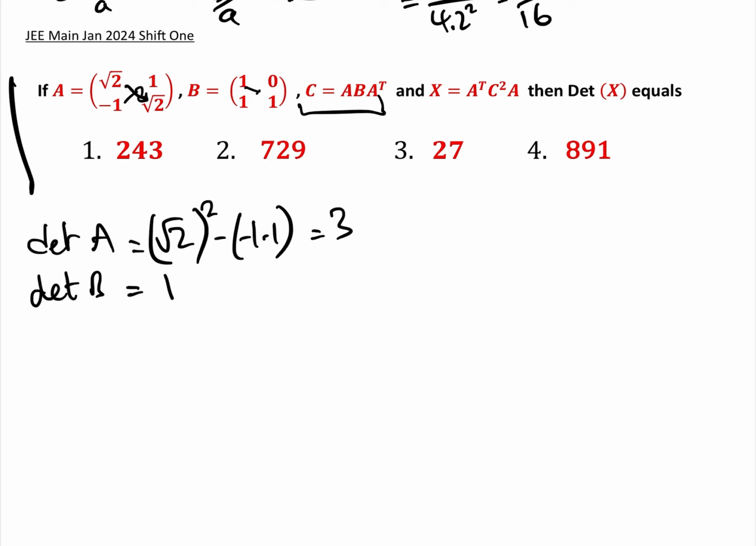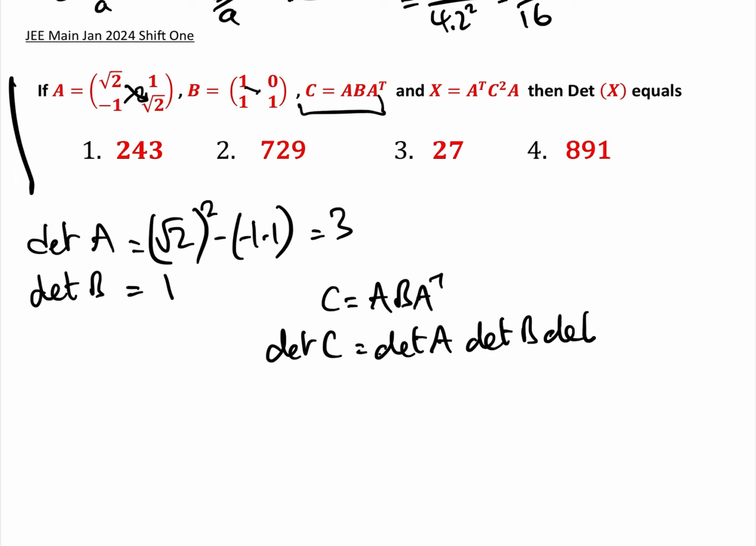Okay, so basically we know that C equals A, B, A transpose. So therefore the determinant of C is the determinant of A times the determinant of B times the determinant of A transpose, which equals 3 times 1 times 3, which is 9. And therefore looking at X here, and in actual fact we don't even need to bother with all of these steps, but I will do it anyway.